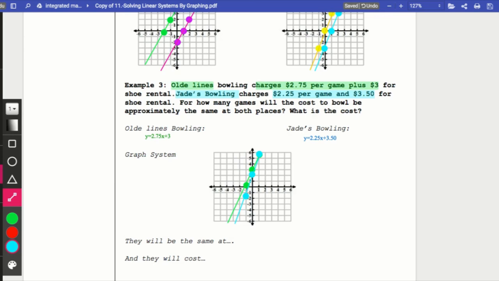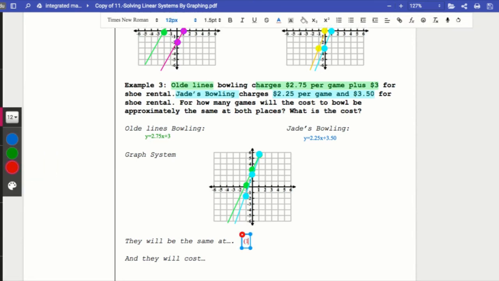So when I look at this, the solution happens to be this point right here, which is 1. And I'm trying to guess what that is. 2.75 and 5.75, what did we say it was? So they'll be the same at the point (1, 5.75). So we're just going to go ahead and write that. Oops. This is where I get confused. So they'll be the same at 5.75.